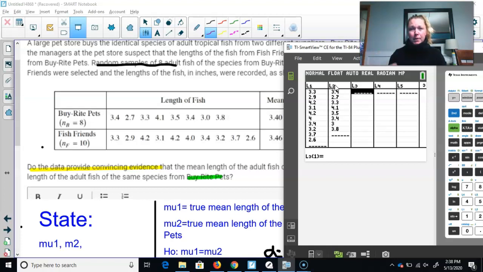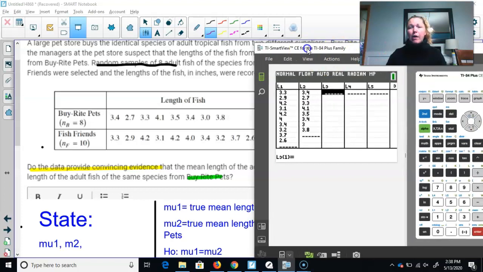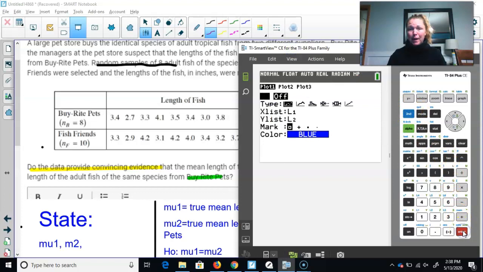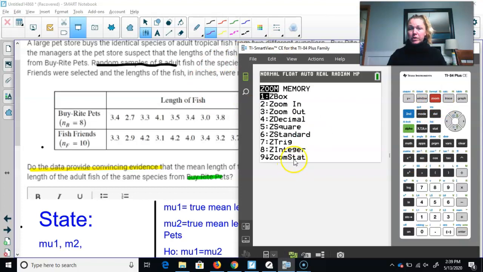Okay, double check. And now I'm going to hit second Y equals. I'm going to enter on Plot 1. And first what I want to look at is a box plot of just L1. Okay, why am I doing this again? n was not greater than or equal to 30, and it didn't say it came from a normal distribution. So I'm going to go to Zoom. I'm going to go to ZoomStat.